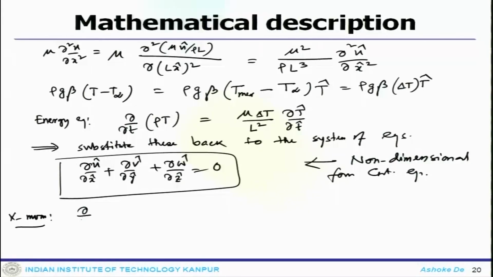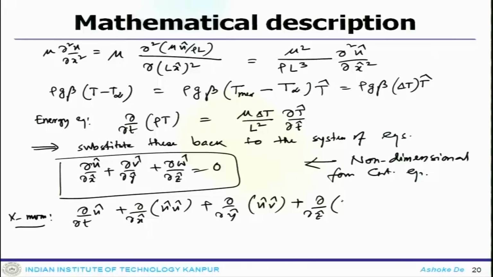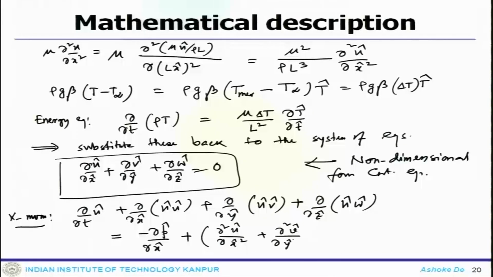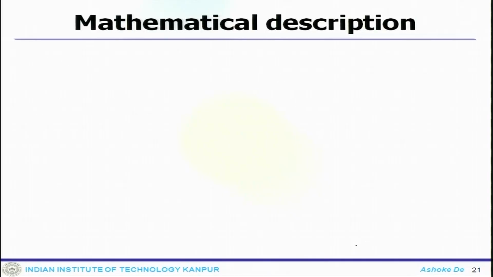X momentum equation, so that becomes del by del t of u hat, del by del x hat of u hat u hat, plus del by del y hat of u hat v hat, plus del by del z hat of u hat w hat, equals minus del p hat by del x hat plus del 2 u by del x square plus del 2 u by del y square plus del 2 u by del z square.